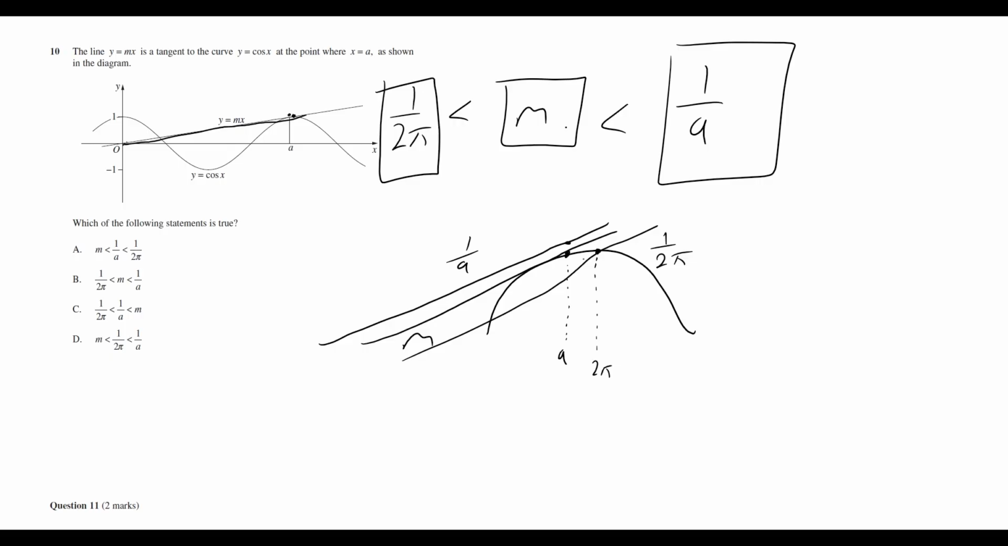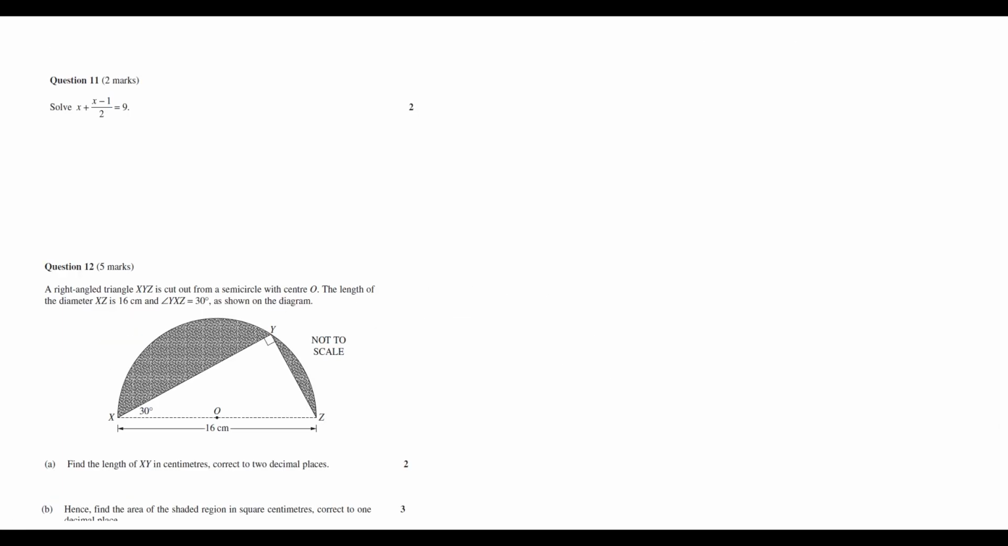So that's how you can really get to know this question. It's a very tricky question, mainly because it really doesn't give you much of an idea as to where to approach this. And so we see that our only option here is going to be B. And there we are, that's the end of the multiple choice. So now let's get started on question 11.